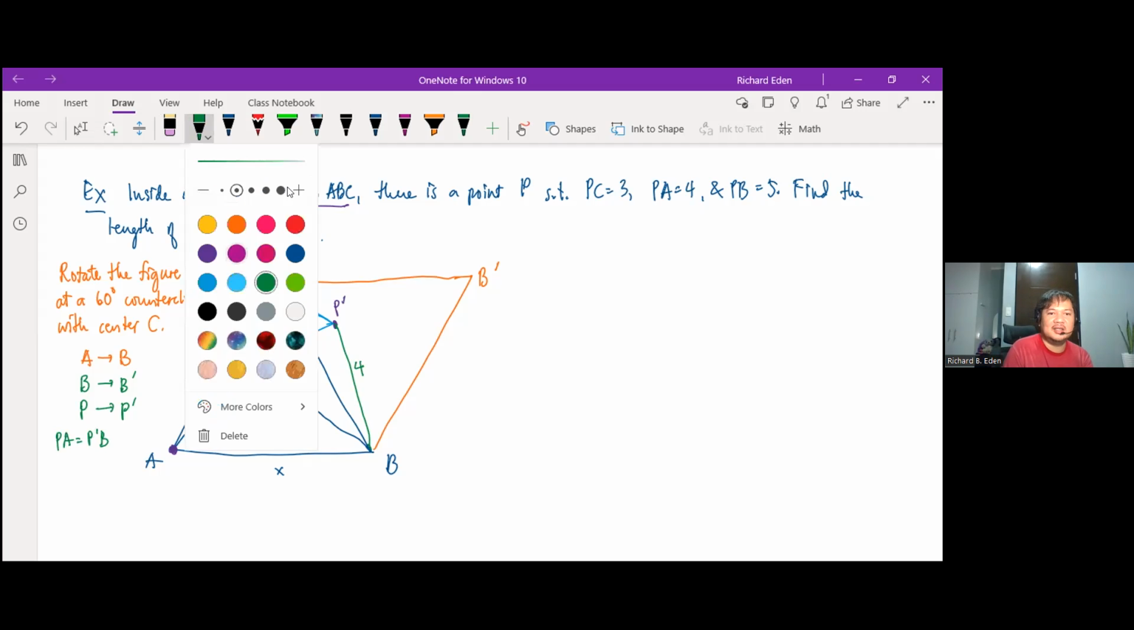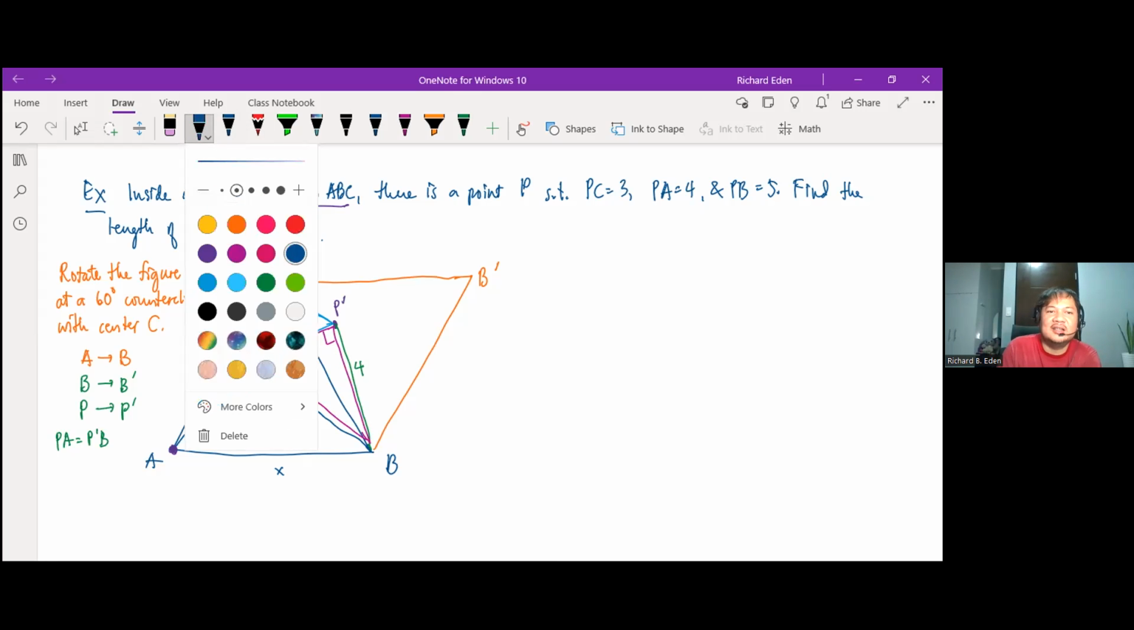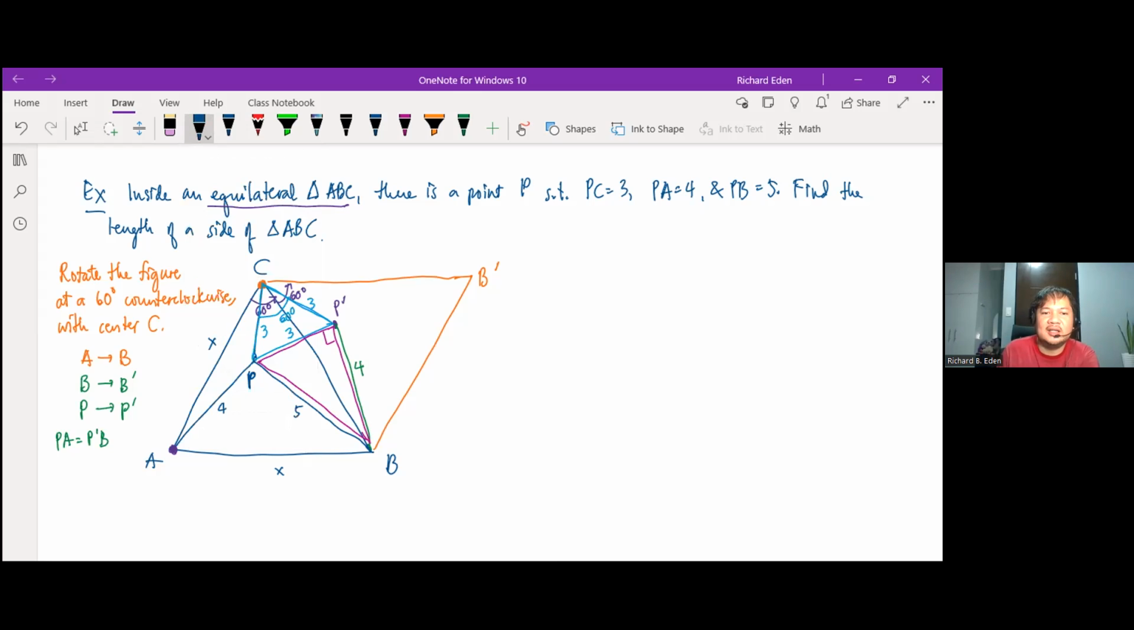So ibig sabihin, if you look at, kita mo na, if you look at this triangle, 3, 5, 4, so you must have a right angle there. Okay, so that is definitely something. You know what? Let me write this down.